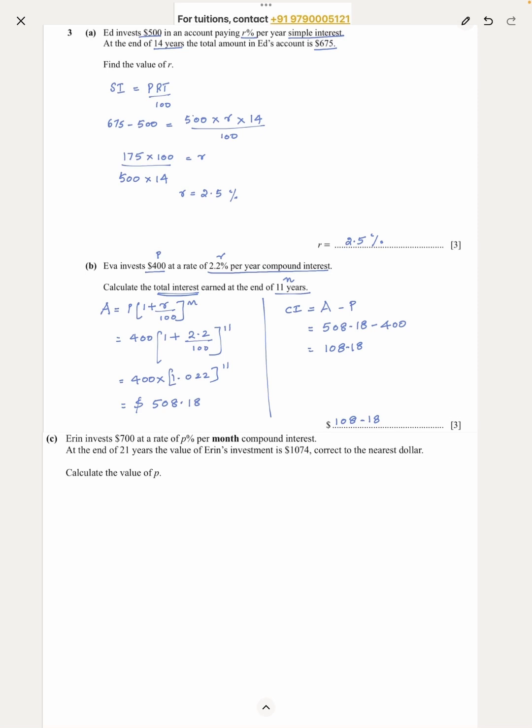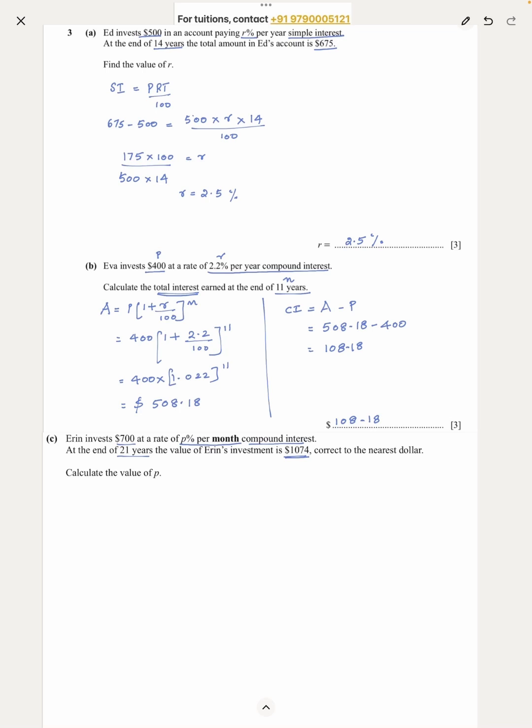Next one, subdivision C. Erin invests $700 at a rate of R% per month compound interest. At the end of 21 years, the value of Erin's investment is $1,074. Correct to the nearest dollar. Okay. Calculate the value of P. P is nothing but that rate of interest.